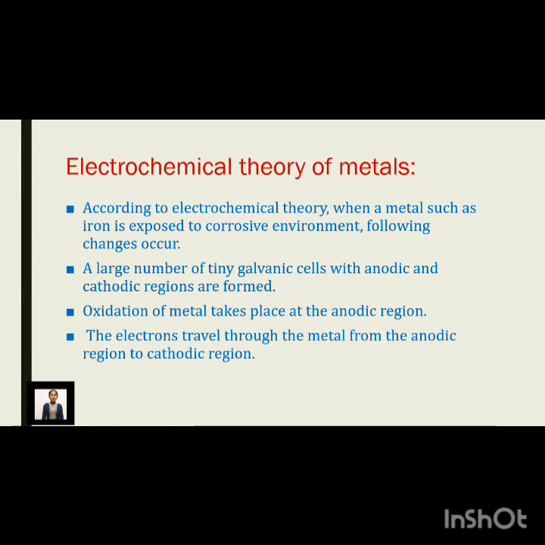So in this slide, let's see the electrochemical theory of corrosion. According to electrochemical theory, when a metal such as iron is exposed to a corrosive environment, the following changes occur. A large number of tiny galvanic cells with cathodic and anodic regions are formed. Oxidation of metals usually takes place at the anodic region. The electrons travel through the metal from the anodic to the cathodic region.